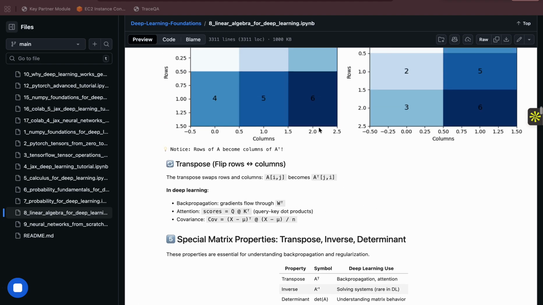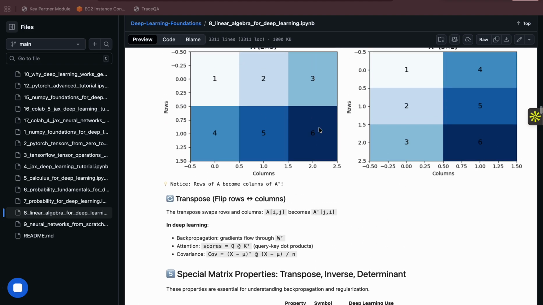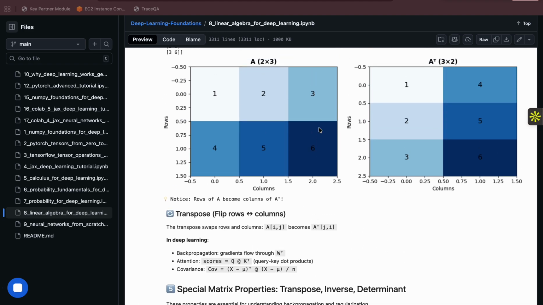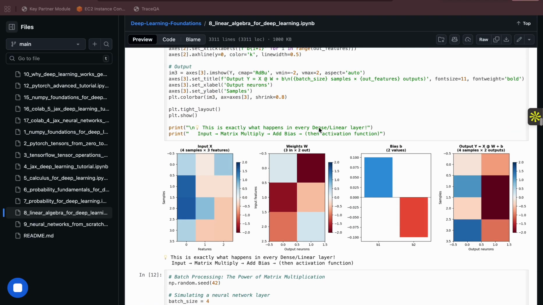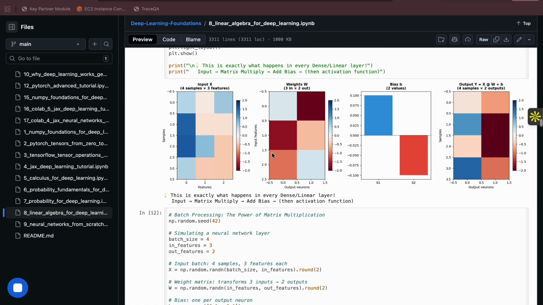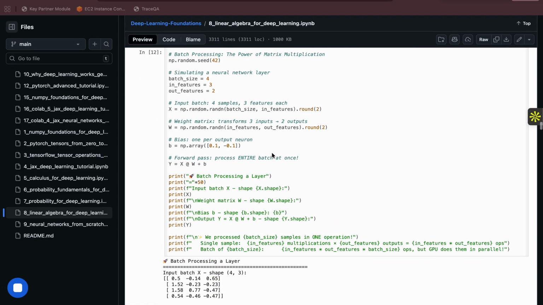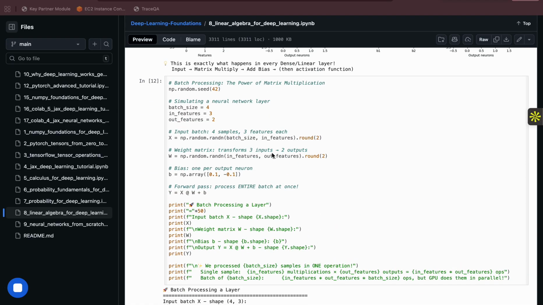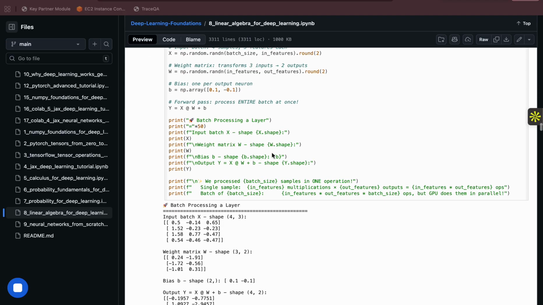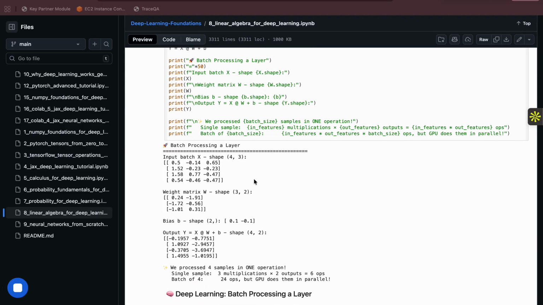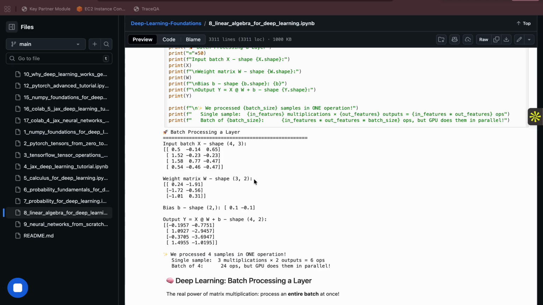So this visualization shows the batch processing through a neural network layer with weight matrix, bias, and outputs. Now we perform batch multiplication. The output shows how the entire batch is processed in one operation for efficiency.